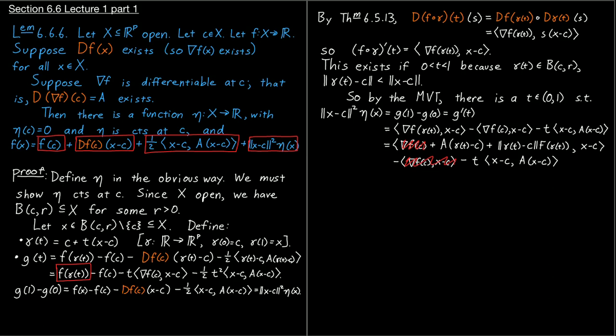That's not an issue. So what we're left with is the inner product of A, now what's gamma of t minus c? Gamma of t minus c is t times x minus c, x minus c. And then we've got our norm of gamma of t minus c. Let's make that a t times norm of x minus c. And then our inner product of the function of gamma of t, x minus c. And then we're still subtracting off the second part.